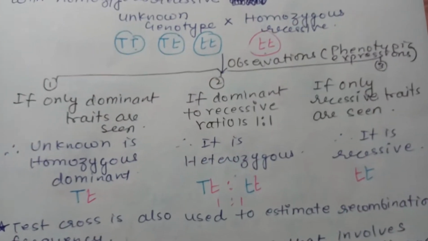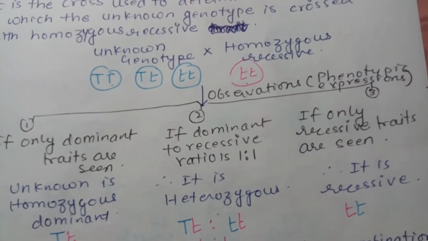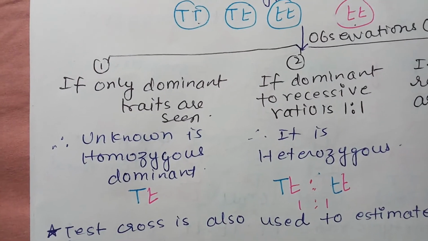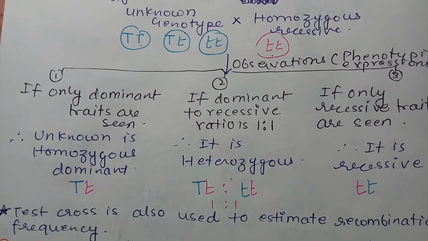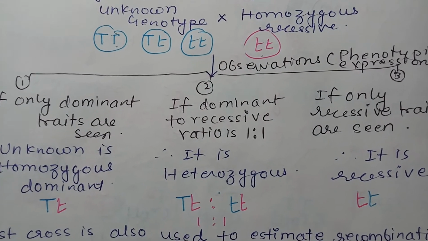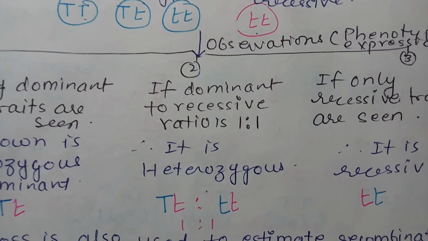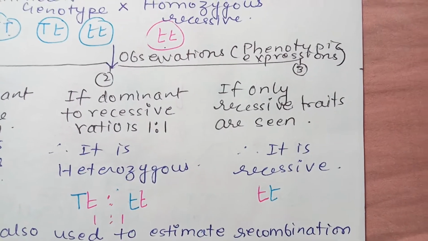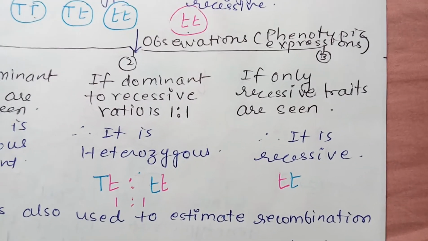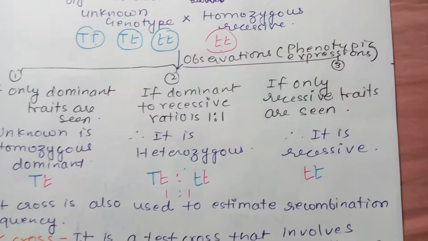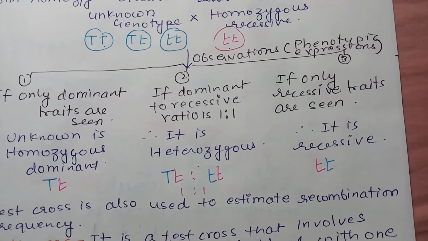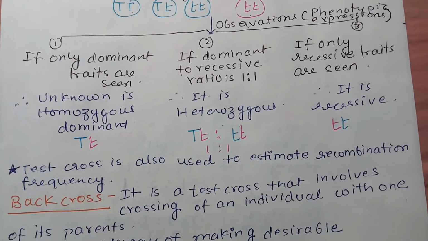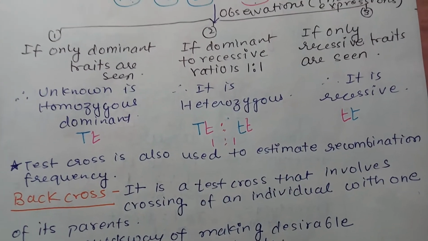Now let's see the observations by observing the phenotype. If only dominant traits are seen, the unknown is homozygous dominant. If the dominant to recessive ratio is 1:1, the unknown is heterozygous. If only recessive traits are seen, the unknown is recessive. So with the help of a test cross, we can make out the genotype of an unknown individual. The test cross is also used to estimate recombination frequency, which we will see in the next chapter.